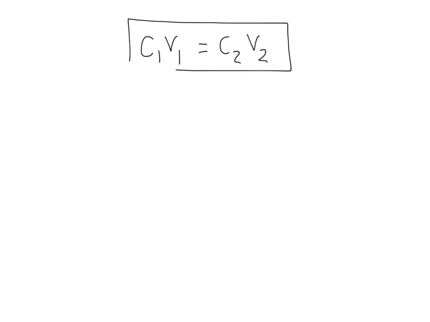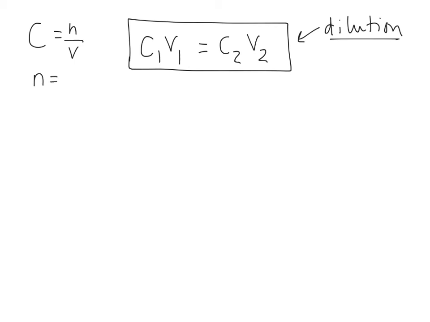So a shortcut that we can use, I'm going to write the mathematical formula up here. This is what you should use whenever you're doing a question that involves dilution. Now remember, again, C equals n over V, so n equals C times V.